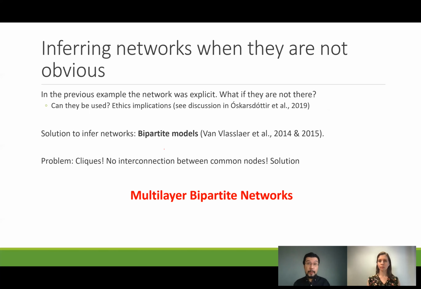There is a technique called bipartite models. You can see the papers by Van Vlasselaer et al. in 2014 and 2015, in Management Science and Decision Support Systems, that discuss this technique to separate the networks between different elements and the individuals that you want to measure. The problem with this trick is that in a normal circumstance, you will end up with a lot of cliques. Everyone will be connected to a particular place, for example. That's not really helpful from a network point of view. So we got to the solution that we're presenting in this paper: multilayer bipartite networks.